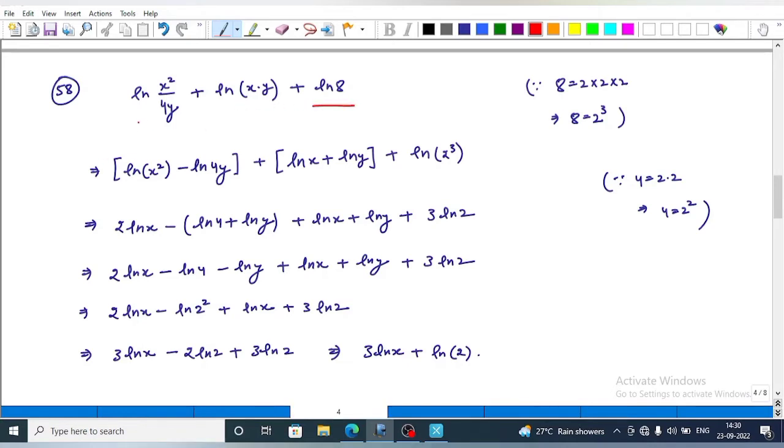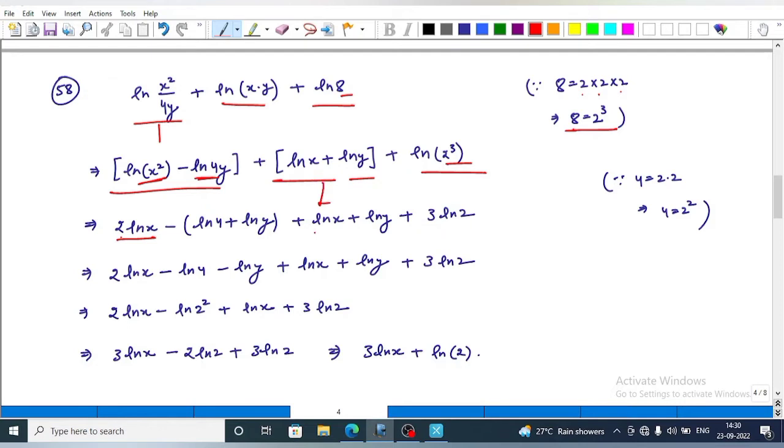Now come to solve firstly this. In this we use result 2, that is x upon y. This implies logarithm of x squared minus logarithm of 4y, and for this use result first, that is logarithm of 4 plus logarithm of y. Now in mathematics 8 can be written as 2 into 2 into 2, that is 8 can be written as 2 power 3. So the logarithm of 8 equals logarithm of 2 power 3. Now use result third. In this case this implies 2 times logarithm of x and minus as it is.